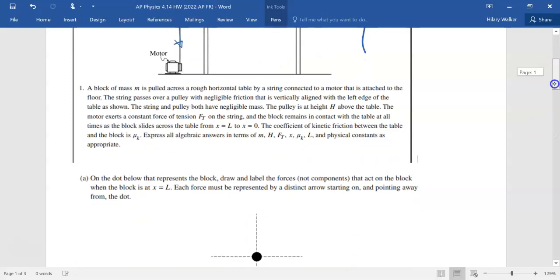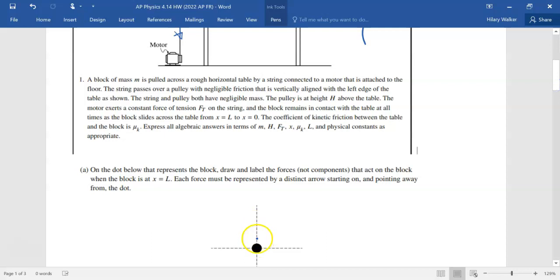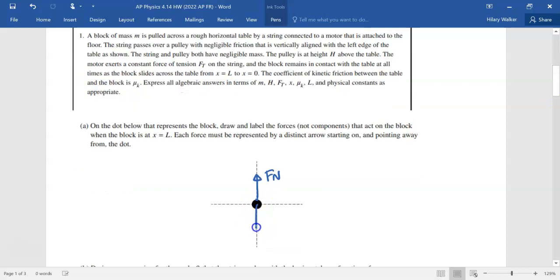Okay, so if we're drawing our free body diagram, it's on a surface, so we're going to have Fn pushing up on it. Gravity, again, is always straight down. The object is moving to the left, so friction has got to be to the right. And then tension, it is attached to a rope at about this angle right here, so that is force tension.